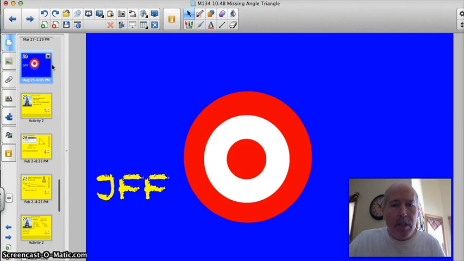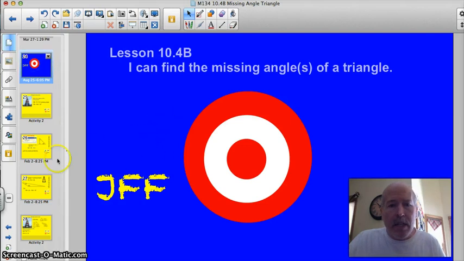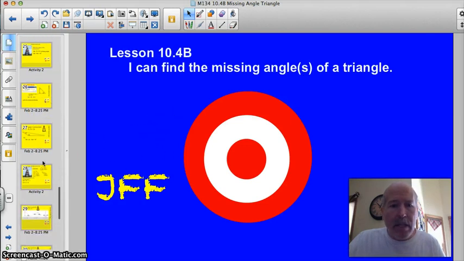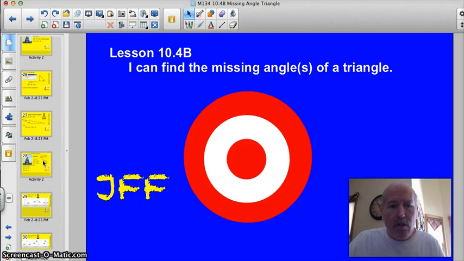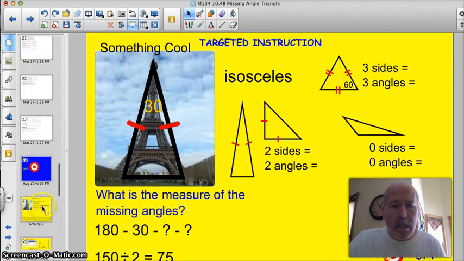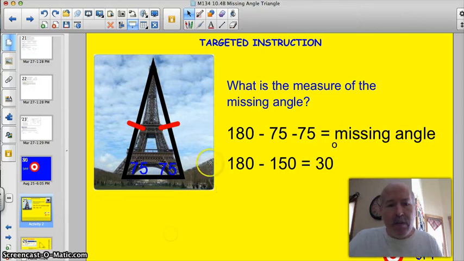All right, tonight officially our target is 10.4b. I can find the missing angle or angles of a triangle. Let's take a look at this first example here. Here's the Eiffel Tower that we used last night. Last night we had to determine what type of triangle it is. Tonight we need to find the missing angle.